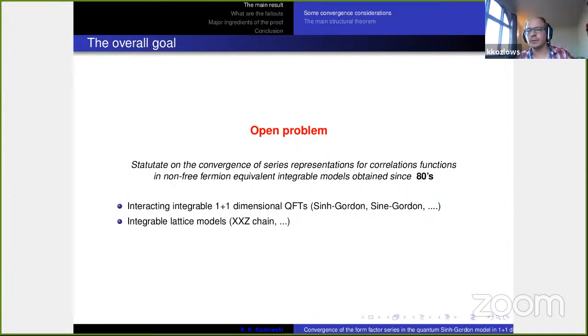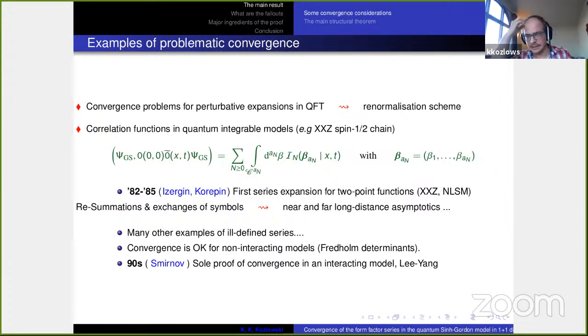In the Ising model, there is no problem, because basically the Ising model is related to a free model. It's a free fermionic model. So this is the Sinh-Gordon determinant point. Yes. Okay. Thank you.